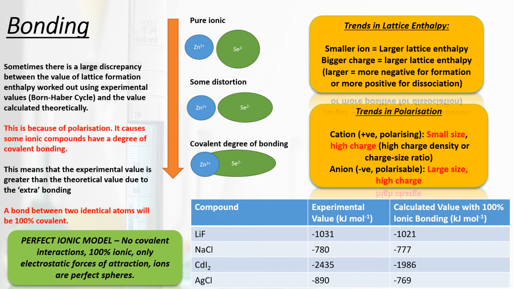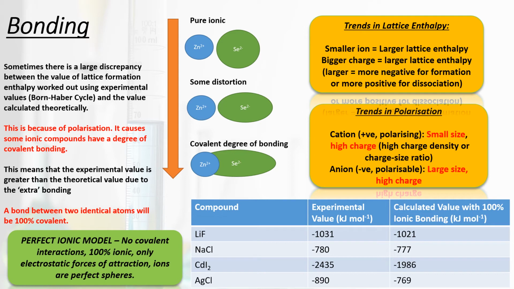or silver chloride, that now we have really quite big differences, especially for the CdI2, a huge difference between the experimental value and the calculated value. Now, why is it so big compared to something like sodium chloride? Go back to the trends in polarization. The iodide anion is huge. It's really big. So that's really good. It's got a large size and a high charge. The cadmium ion is very, very small. It has a high charge and it's very small. It's much smaller than, for example, the sodium is, and the iodide is much bigger, for example, than the chloride is. Hence why we get a much bigger change in those values.